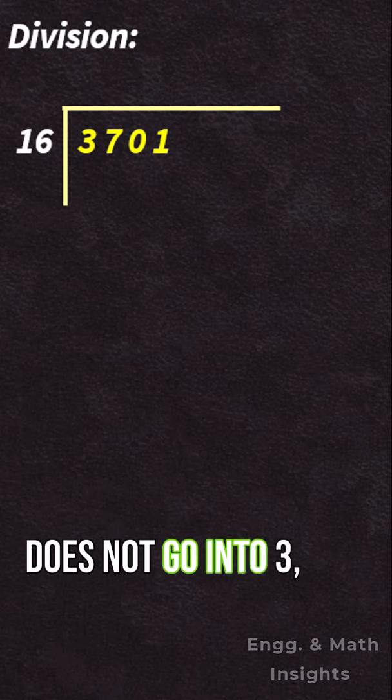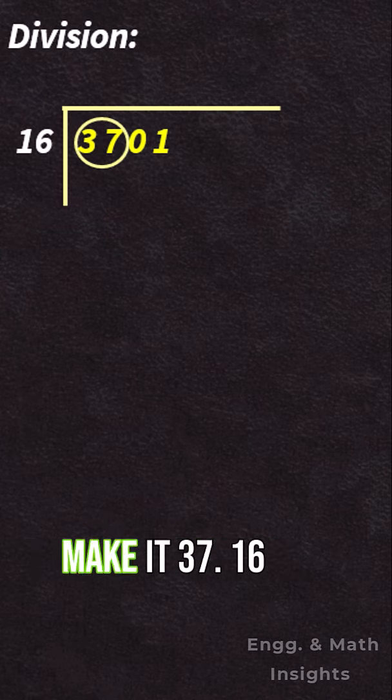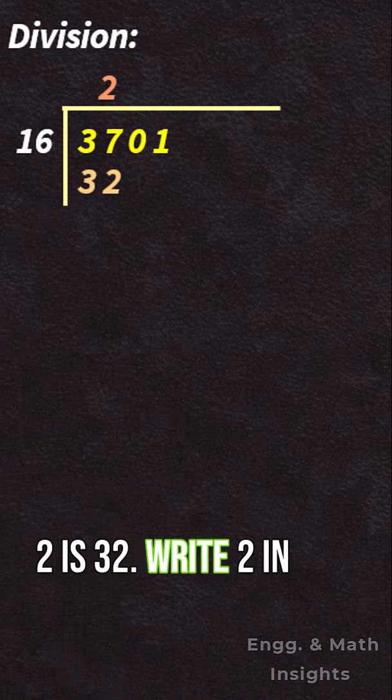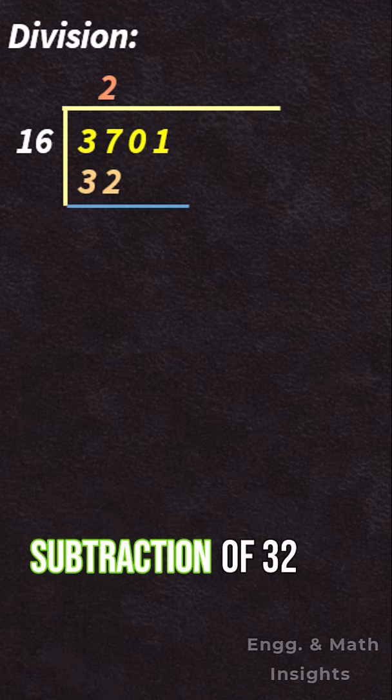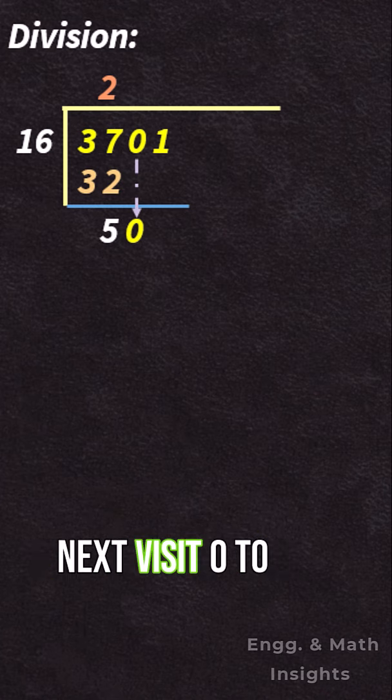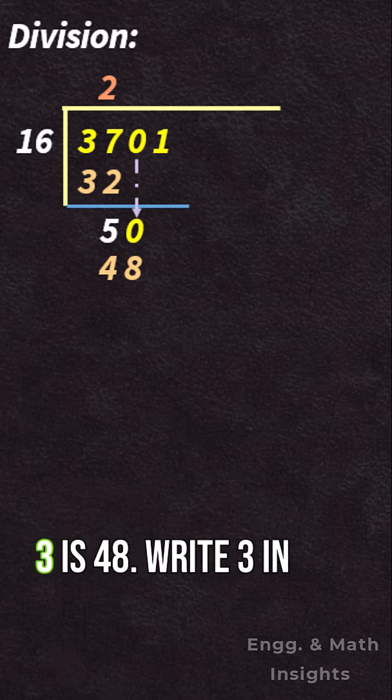So 16 does not go into 3, so we will take the next digit to make it 37. 16 goes into 37 2 times as 16 times 2 is 32. Write 2 in the quotient and we perform the subtraction of 32 from 37, which will give us 5. Now bring down the next digit 0 to make it 50. So 16 goes into 50 3 times as 16 times 3 is 48.